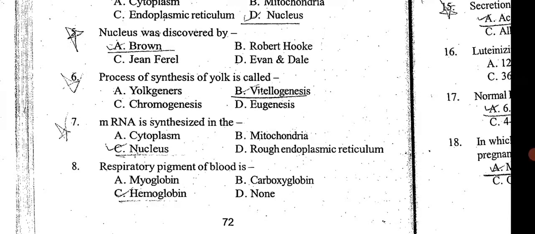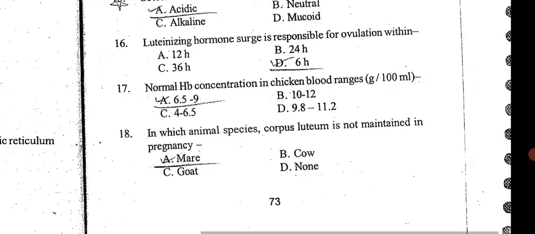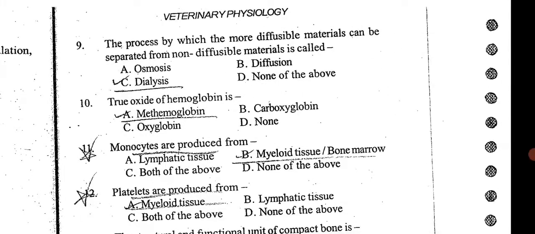Vitellogenesis is the process of synthesis of yolk. The process by which more diffusible materials can be separated from non-diffusible materials is known as dialysis. The true oxide of hemoglobin is methemoglobin. Methemoglobin is the true oxide of hemoglobin. Dialysis is the process by which diffusible materials can be separated from non-diffusible materials.